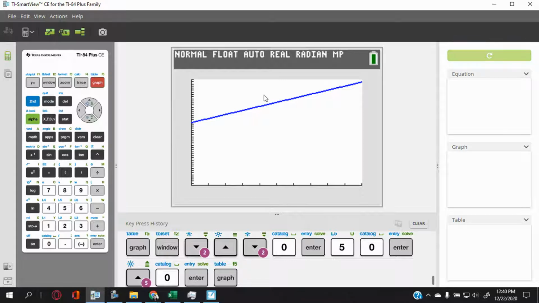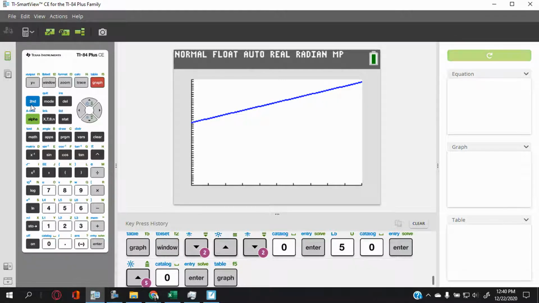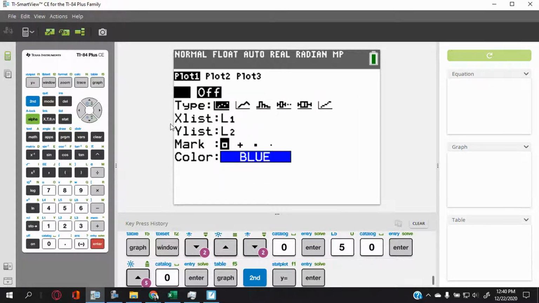Now remember how I want to see the points too, to see if it's a good fit. So I go to second stat plot, right? I want the plot on. Now, don't do residuals here yet. We're not doing residuals yet. I just want to see the graph.